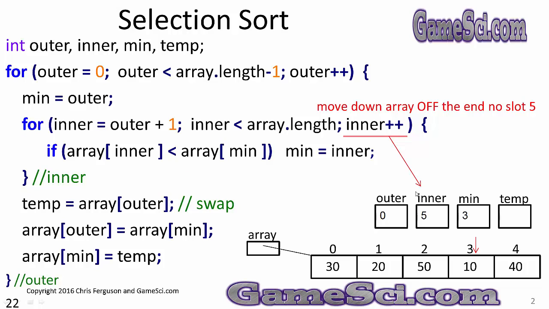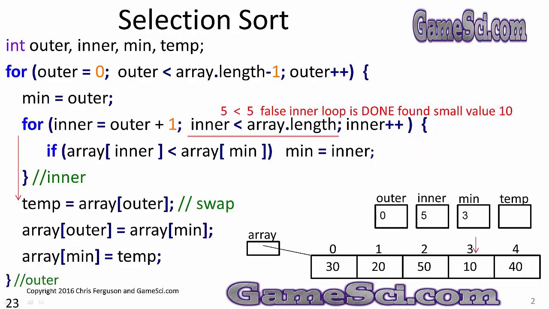Now notice inner has moved to position 5. There is no position 5 in the array. We've moved off the end of the array. So when we come back and check, is inner 5 less than the length of the array, which is also 5, that is a false statement, and this inner loop is done. When this inner loop is done, we will exit the inner loop and continue on with the program. Notice we found the smallest value. Min is set to 3, the position of the minimum value in this array.